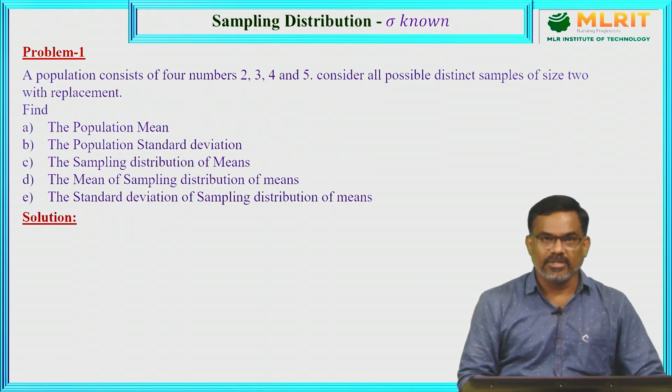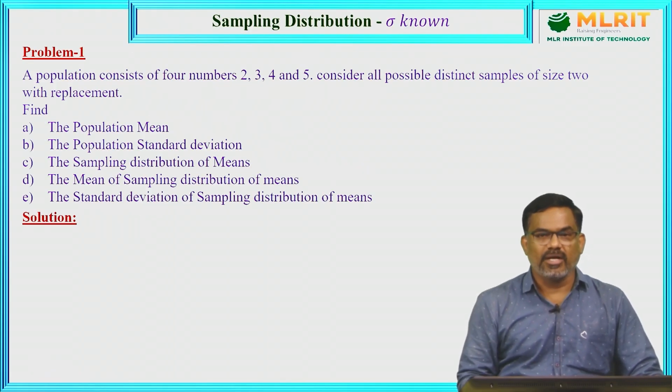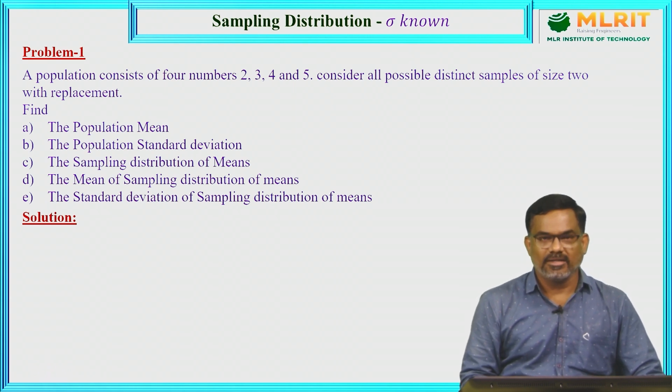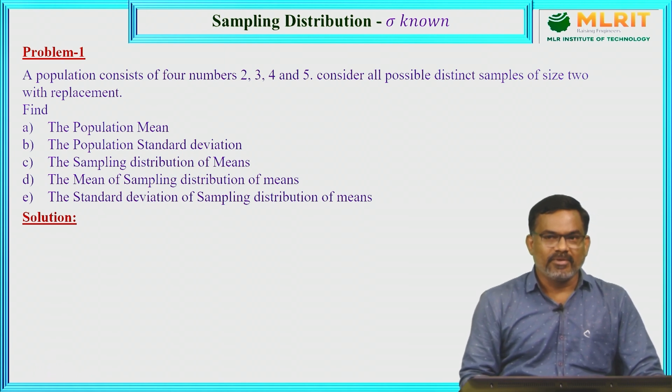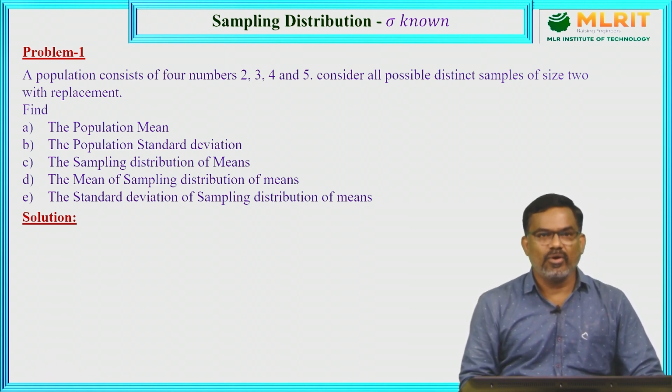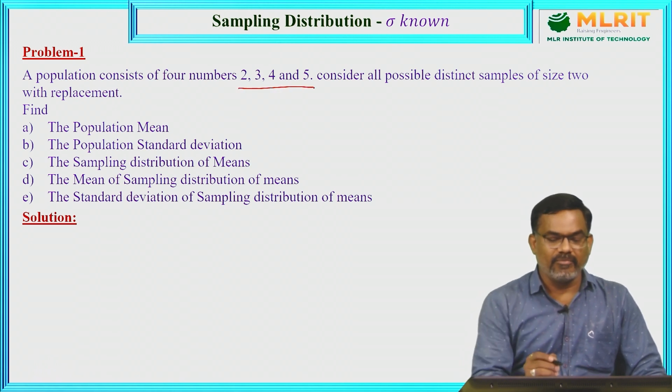Now coming to today's session, today I would like to solve some problems on sampling distribution where sigma is known. Now let us consider the present problem. Problem number 1. A population consists of 4 numbers 2, 3, 4 and 5.